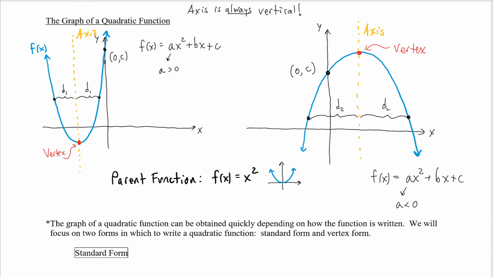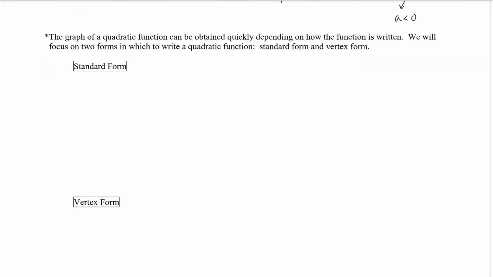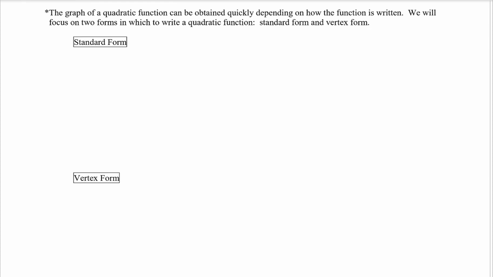That's the only way you're going to get a function of x. Now, there are parabolas that do not have a vertical axis, but they're not functions of x, so therefore not something we're worried about at this moment in time. All right, so there are two forms of a quadratic that we're going to use a lot and find useful. One's called standard form and one's called vertex form.